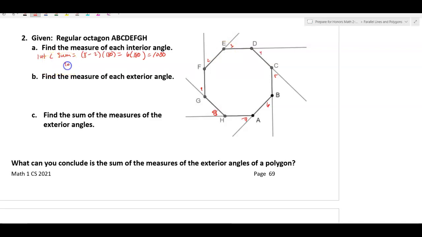So each interior angle would equal the sum divided by the number of sides. So 1080 divided by 8 would give you 135. So each of these interior angles would be 135 degrees. Now, the exterior angle would be 180 minus the interior angle. So that's going to be 180 minus 135, which would give you 45 degrees. So now, each of these exterior angles is 45 degrees.